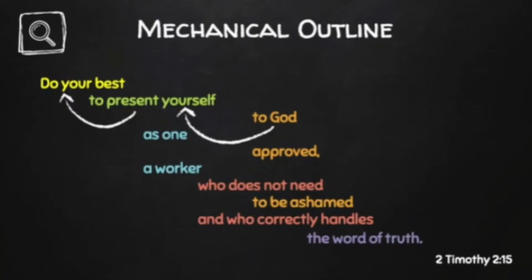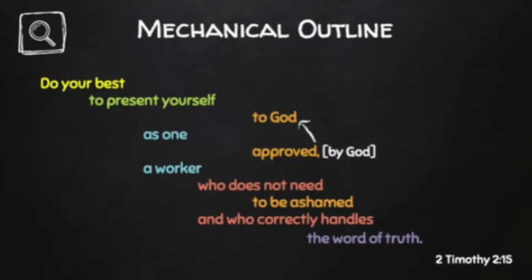You notice that I have moved to God farther over because it's indirect. Whereas to present yourself, I've then put as one kind of immediately under yourself because you're presenting yourself as one. You're presenting yourself to God, but you're presenting yourself as one. And then in that same line, I've put a worker because you're also presenting yourself as a worker. So as one and then approved. And I've moved that over under God because it's connected to God. As one approved, in other words, by God. So I've put those in the same color and in the same line.